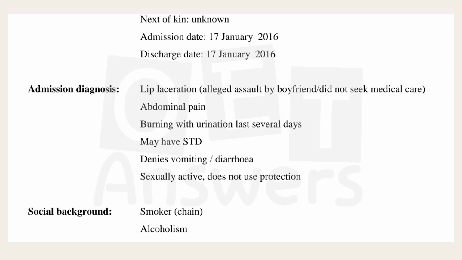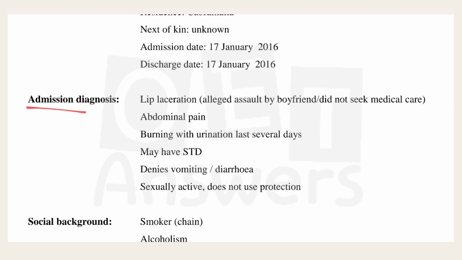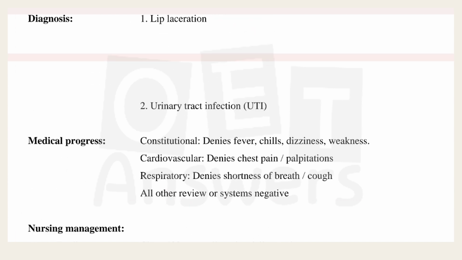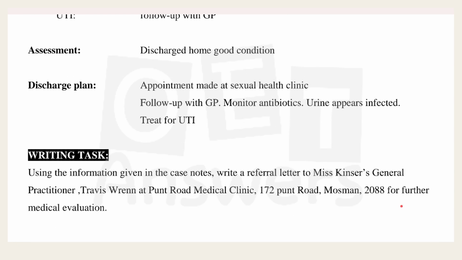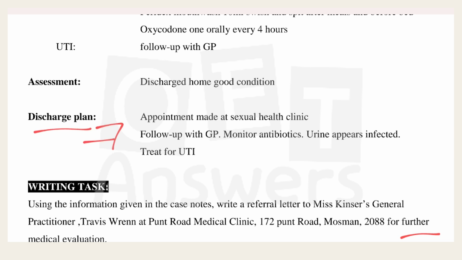In the second paragraph, what things can we include? The diagnosis. In the introduction we have already written, correct? Then the requirement, which you can see in the writing task. If there is no information regarding the requirement in the writing task, what you can do is look under the discharge plan.